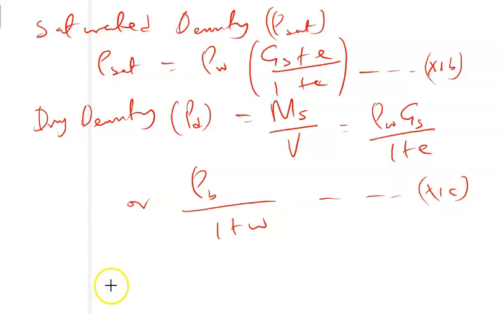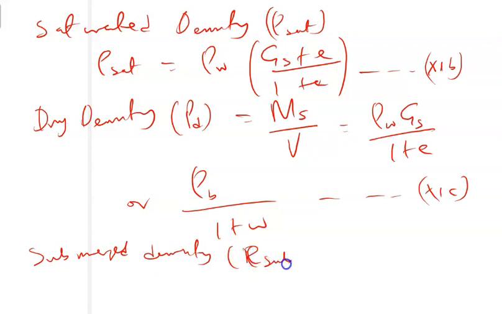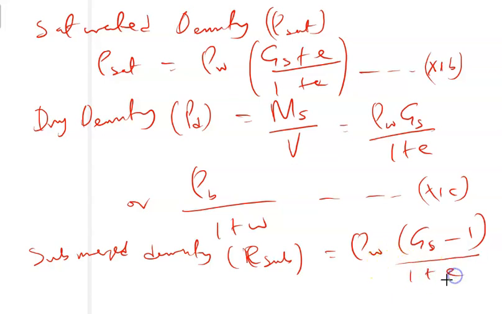Then we now look at submerged density, which is rho sub, equal to density of water times specific gravity of solid minus 1 over 1 plus e. So this becomes our equation 11d. So these are the various expressions we are having based on densities, and we're able to express this relationship.